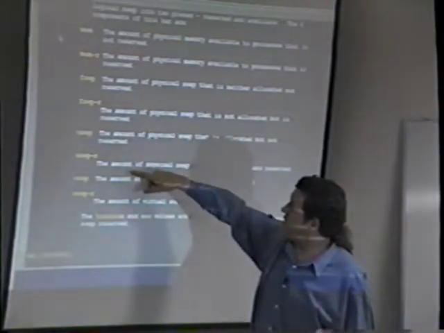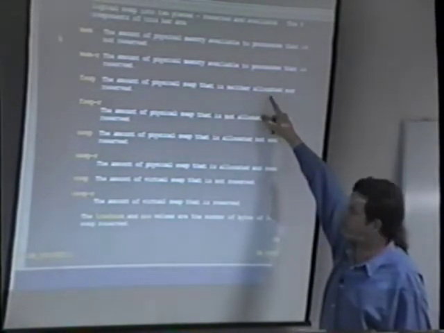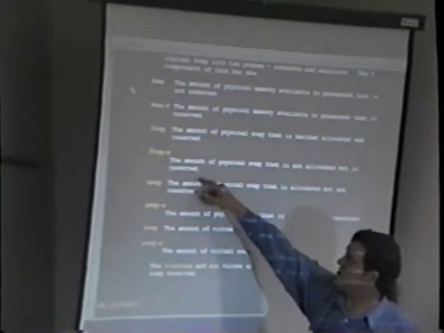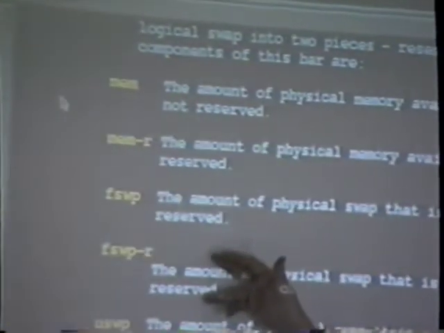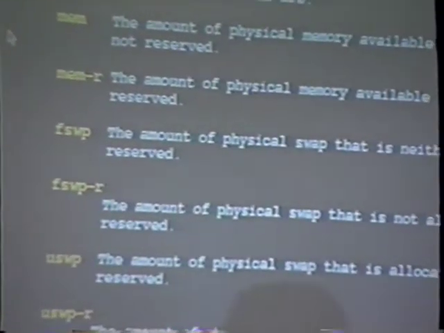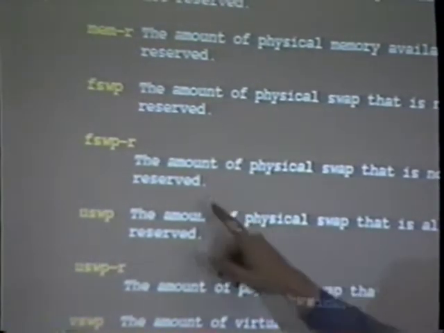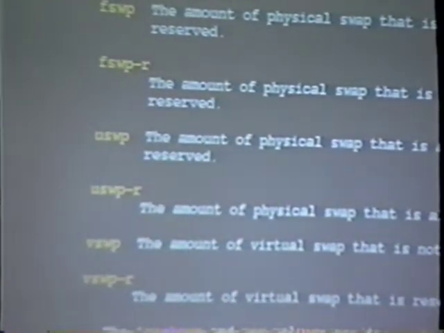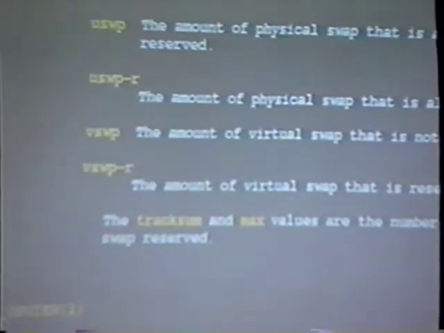Then these next 4 are my different levels. F-swap is the amount of physical swap that is neither allocated nor reserved. And then F-swap-R is the physical swap that is not allocated but is reserved. So I may have reservations like mallocs that never actually get touched. This could also indicate memory leaks, where I accidentally keep asking for memory but never release it or something like that. So F-swap-R then is the amount that's not allocated but is reserved. U-swap is the amount of physical space that is allocated but not reserved. So it's the opposite of this one. And then the last one is the amount of physical swap that is both allocated and reserved.